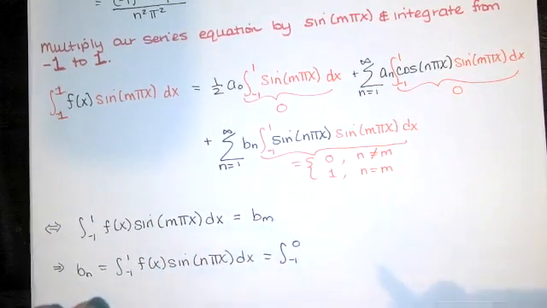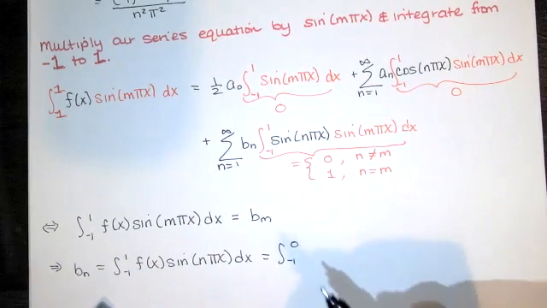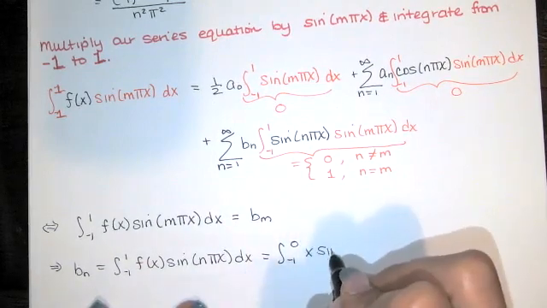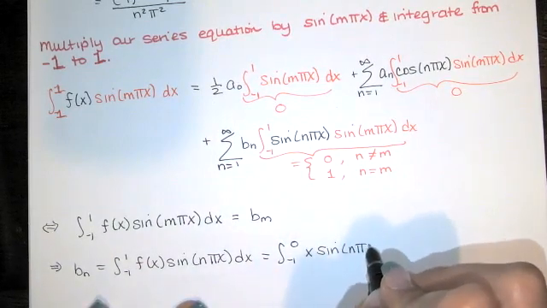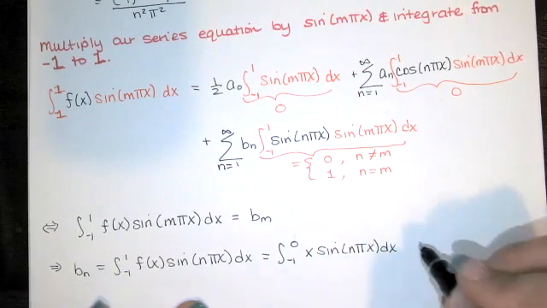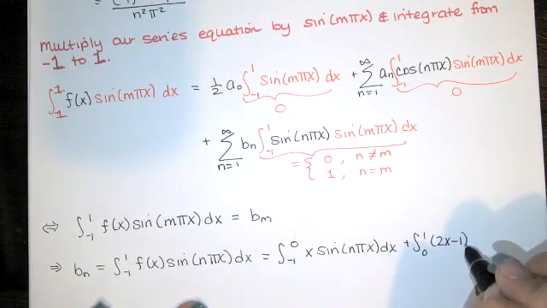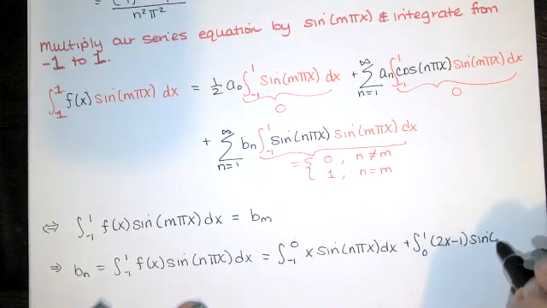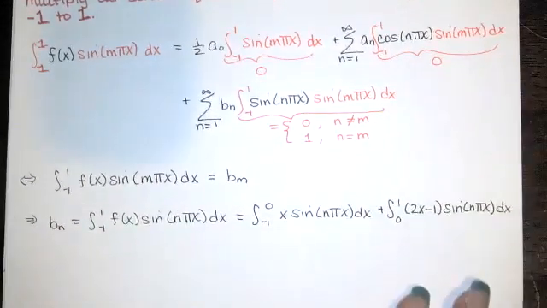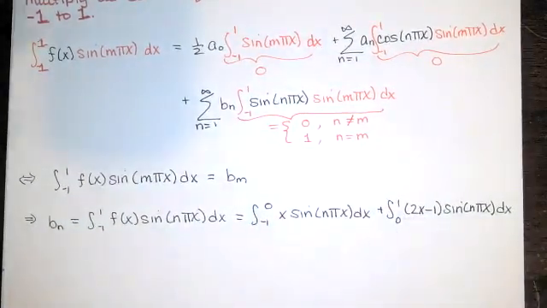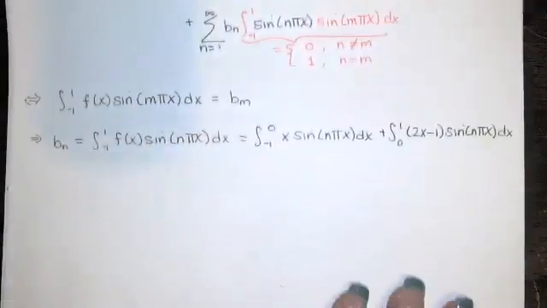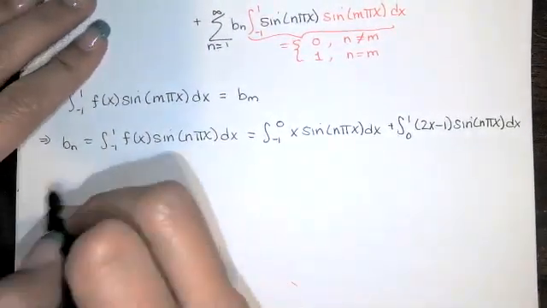So the integral from -1 to 0 of f, which is x, times sine of n pi x. And then on the interval from 0 to 1, my function f was 2x minus 1. And we're multiplying that by sine of n pi x. It's just like last time, we're going to use integration by parts for this guy and this guy. We'll use tabular.